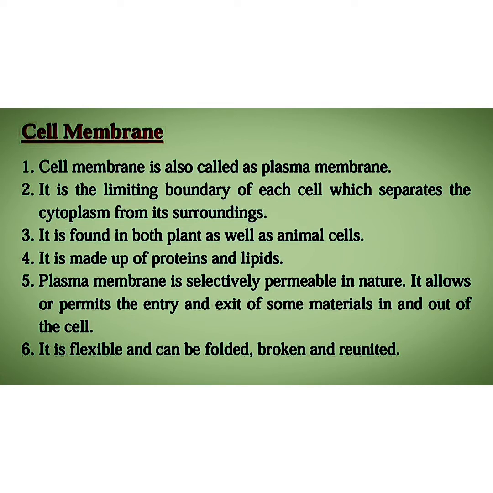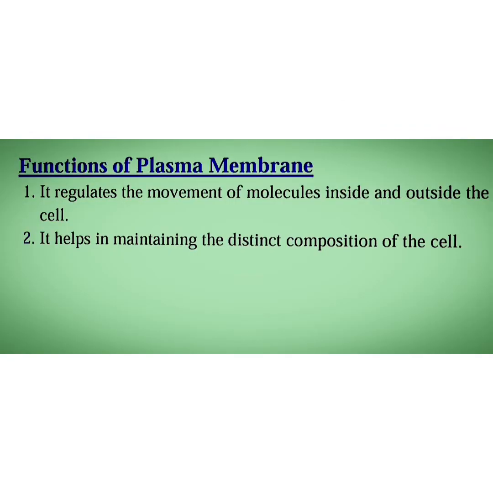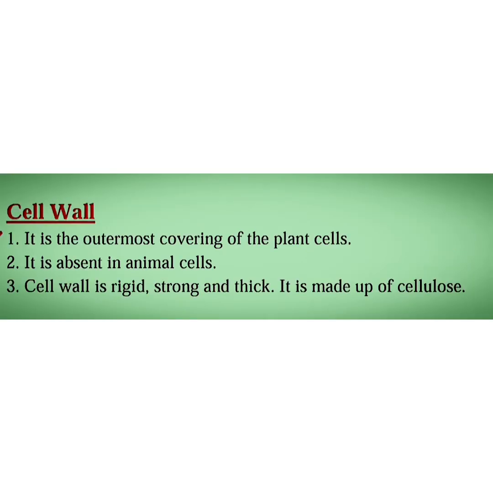The plasma membrane is selectively permeable in nature. It allows or permits the entry and exit of some materials in and out of the cell. It is flexible and can be folded, broken or reunited. So again we can say that the function of the plasma membrane is to regulate the movement of molecules inside and outside the cell, and also it helps in maintaining the distinct composition of the cell. In some cells like plant cells, the outermost covering is the cell wall. It is absent in the animal cell. It is rigid, strong, thick and is made up of cellulose.